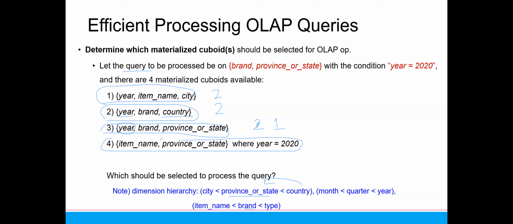If you do with this one, the item name should be roll up to brand, province or states. Okay, you already did this one. You already have this as the query, and the condition is already mentioned. So it means you have only 1. Then it means the option can be 3 or 4. If it is more efficient, maybe we can look at the number 3, because usually adding this kind of condition will be easier than doing this one. Yeah, choosing this one with 1 condition, year equals 2020, it will be more efficient rather than roll up the item name into the brand. Okay, so the efficient processing of OLAP will be this one.